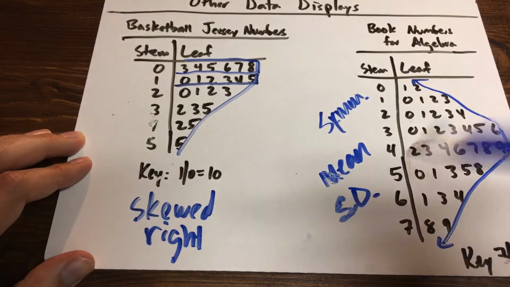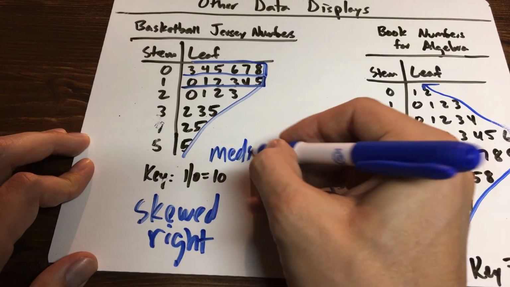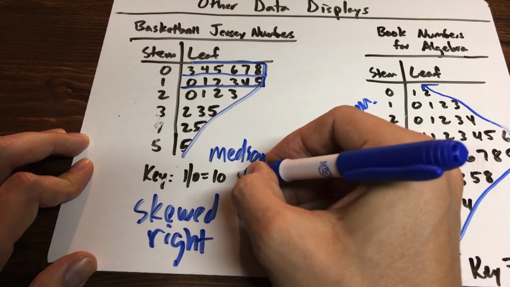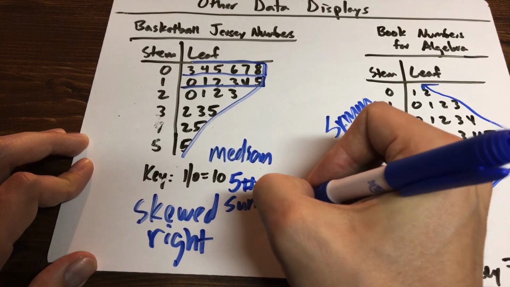And whenever it's skewed to the right, I don't want to use the mean to describe it. On this one, I would use the median to describe it. And then I would also use the 5-number summary to describe the variability.